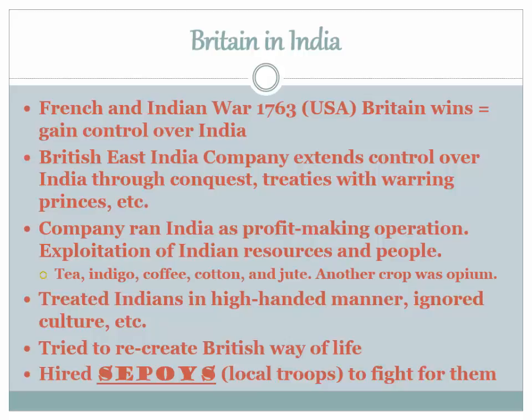It's that really scratchy rope. The back side of your carpet. You guys have pulled up carpet before, the real scratchy stuff. That's jute. It's super strong, but very tough to work with, I guess. And then one other crop was opium.